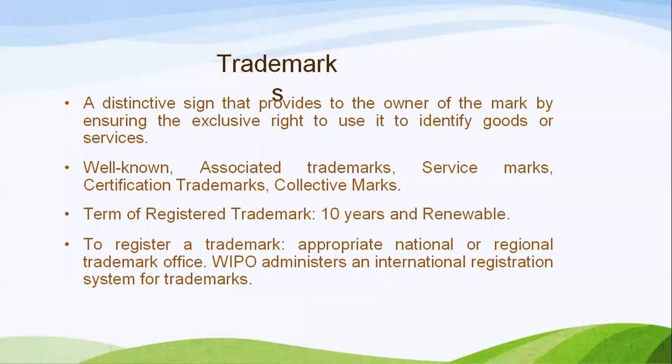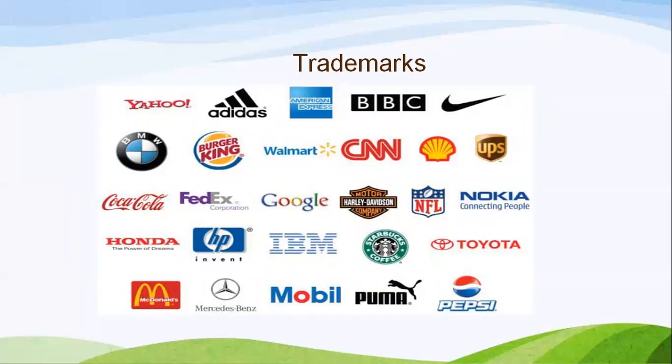Now, what is a trademark? A distinctive sign that provides the owner of the mark the exclusive right to use it to identify goods or services. Well-known types include associated trademark, service mark, certification trademark, collective marks. Generally, the term of a registered trademark is 10 years and this is renewable. To register a trademark, approach the appropriate national and regional trademark office. WIPO administers an international registration system for trademarks. This is a few examples of well-known trademarks.